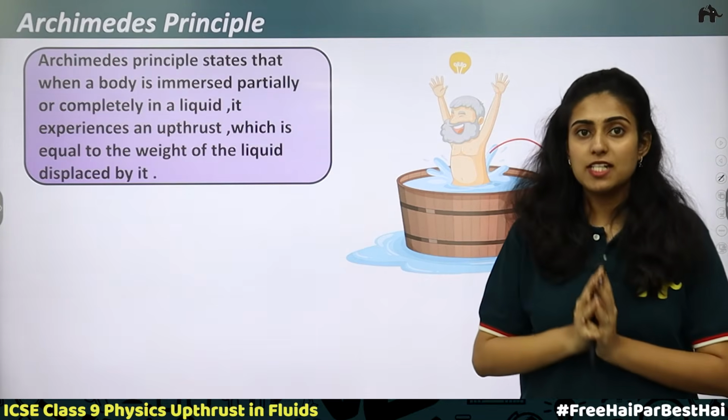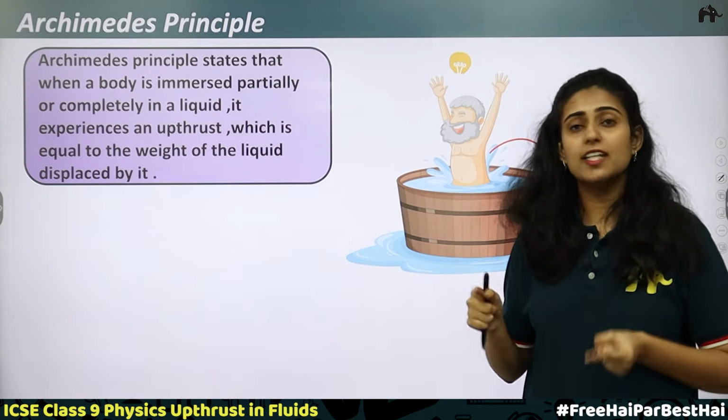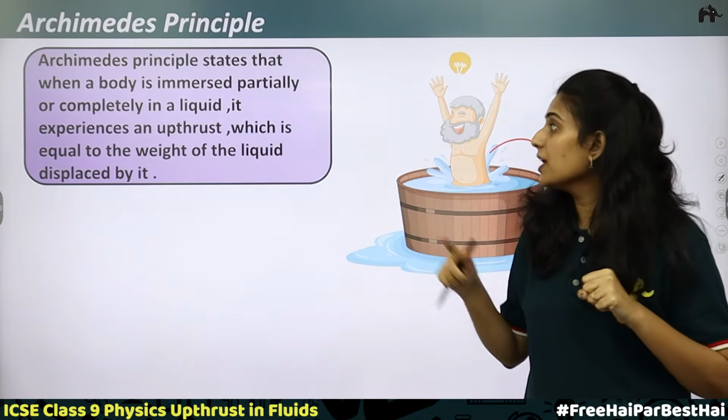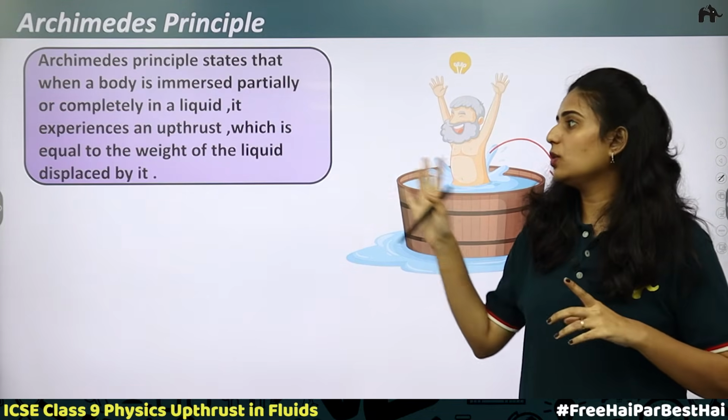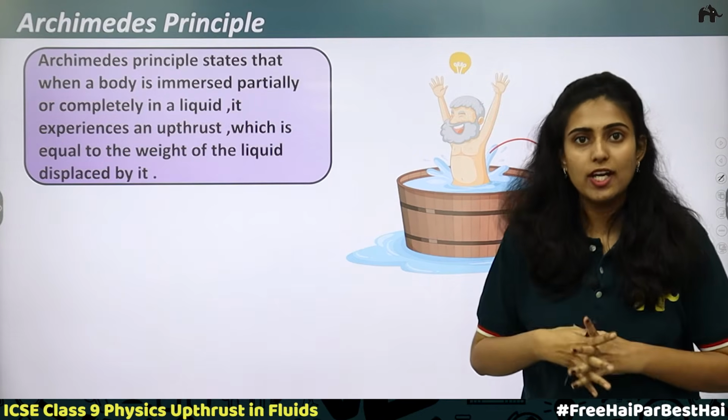So what does Archimedes Principle state? Archimedes Principle states that when a body is immersed partially or completely in a liquid, it experiences an upthrust, okay, which is equal to the weight of the liquid displaced by it. We have already said upthrust is equal to the weight of liquid displaced.